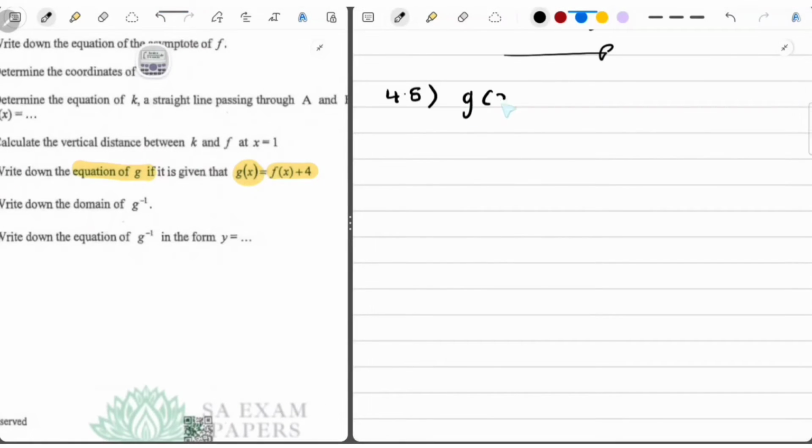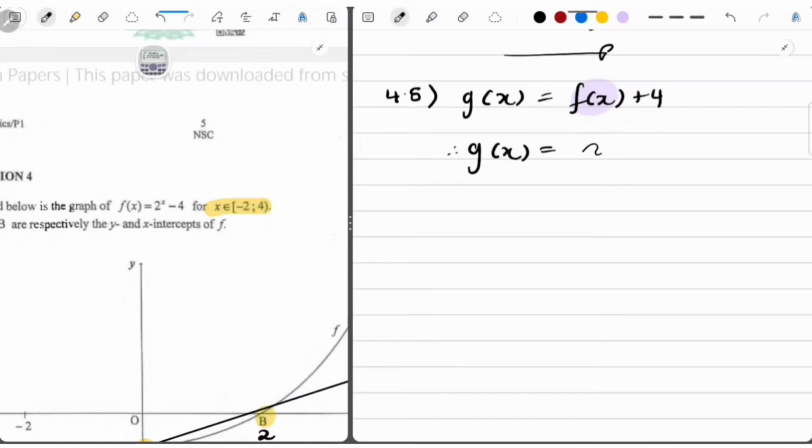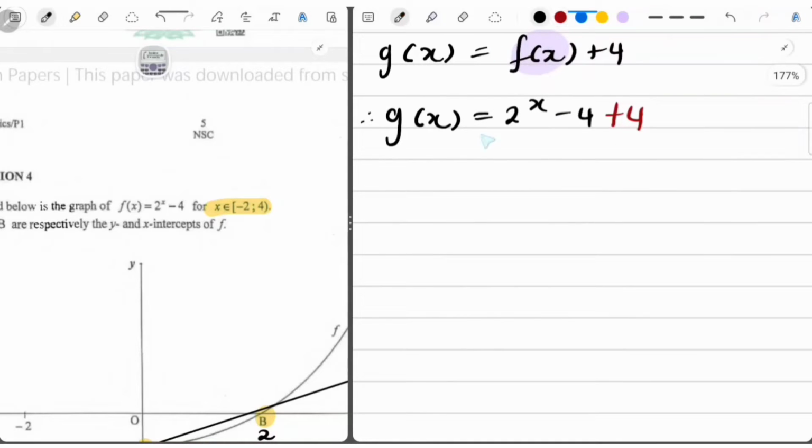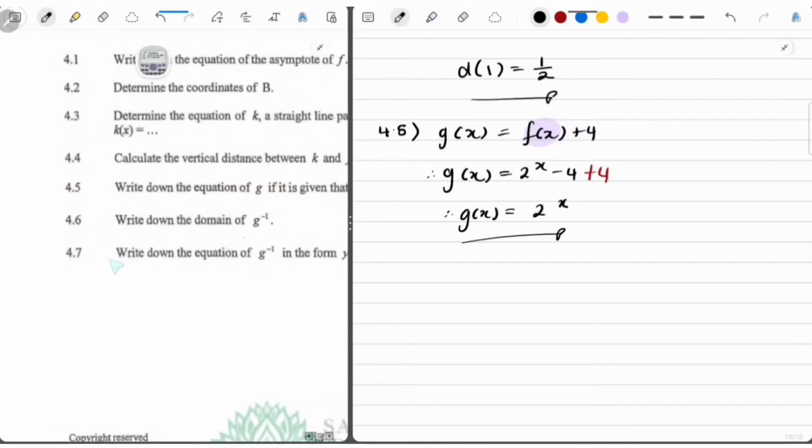So since g of x is equal to f of x plus 4, the equation of g of x is going to be equal to, just substitute whatever f of x is, and then you just say plus 4. So f of x, you know that was 2 to the power of x minus 4. Then we just put in the plus 4. As you can see, negative 4 and positive 4 would cancel. G of x is just going to be equal to 2 to the power of x. And that's our answer. Okay, moving on to the next question, 4.6.